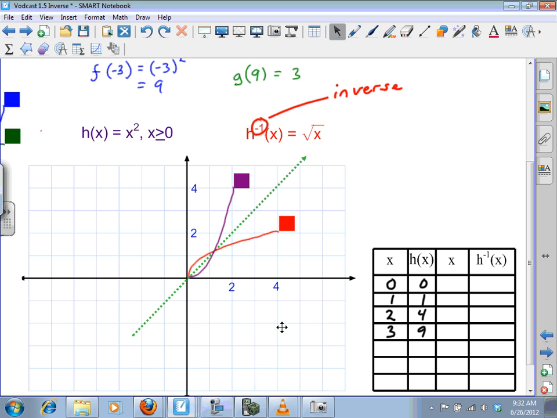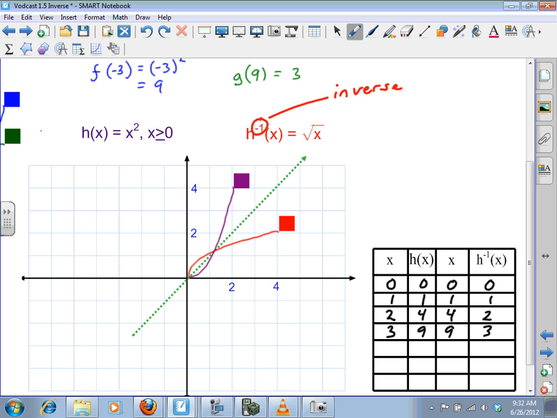Okay, I'm back. I had to pause so I could fix this table. When I do this with the inverse, when I put in 0, I get out 0. The square root of 0 is 0. The square root of 1 is 1. The square root of 4 is 2. The square root of 9 is 3.